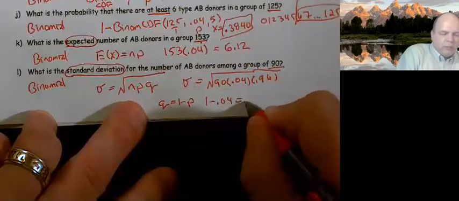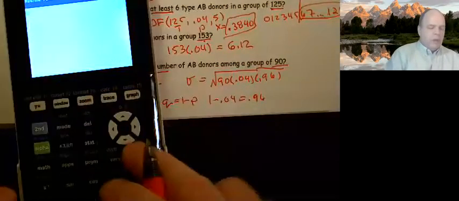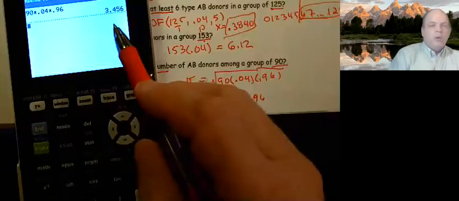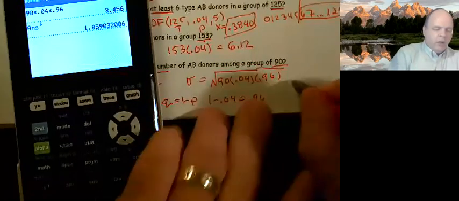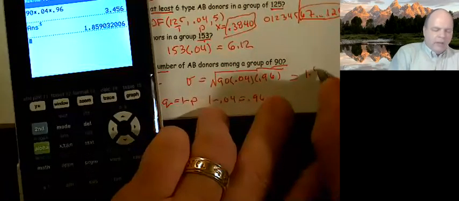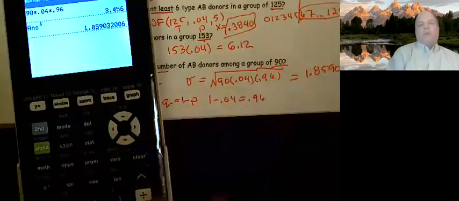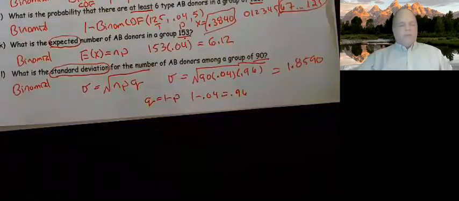So 90 times 0.04 times 0.96. And I need to take the square root of that number. I just raise that to the caret 0.5. And I end up getting 1.8590. Again, please take it to 4 decimal places. 1.8590.